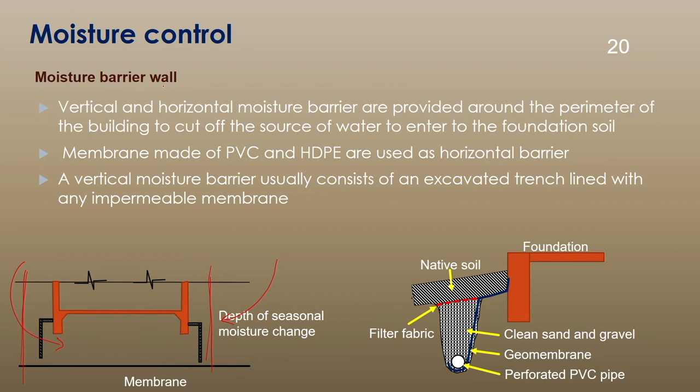So this moisture control can be carried out using a moisture barrier wall. This moisture barrier wall can be provided in two ways. One is a vertical wall and the second one is a horizontal moisture barrier wall. This is the vertical wall and this is a horizontal moisture barrier wall. This horizontal moisture barrier wall is mostly made of a membrane. Maybe we can use geomembrane.